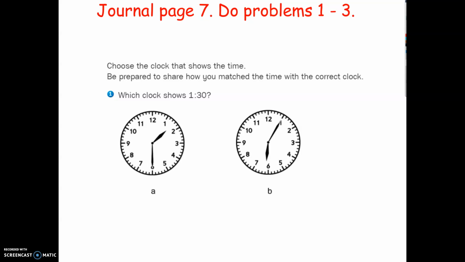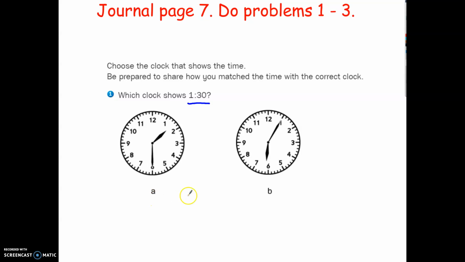There are 3 problems on page 7. I'm showing one problem at a time, but what I want you to do right now is look at problems 1 through 3, and your task is to circle the analog clock that shows the digital time. For example, for number 1, you need to decide which clock shows 1:30. So go ahead and do that, all 3. Okay, let's take a look at what you came up with.